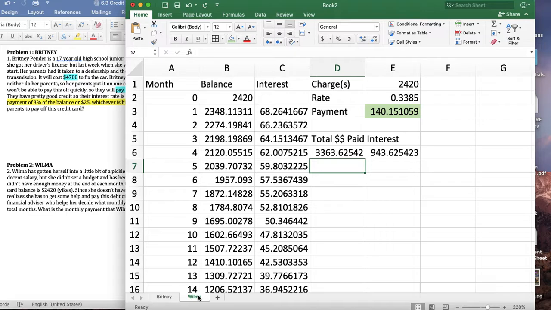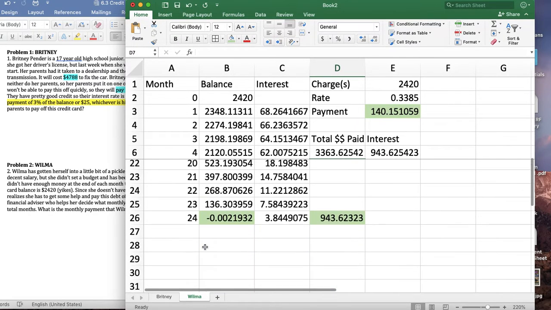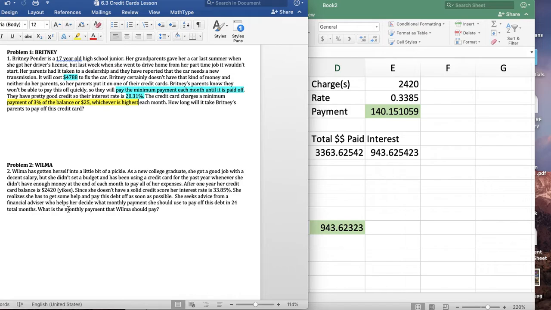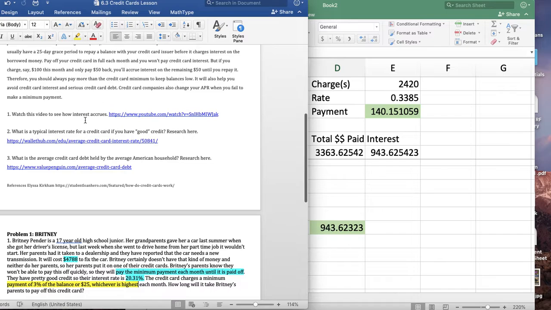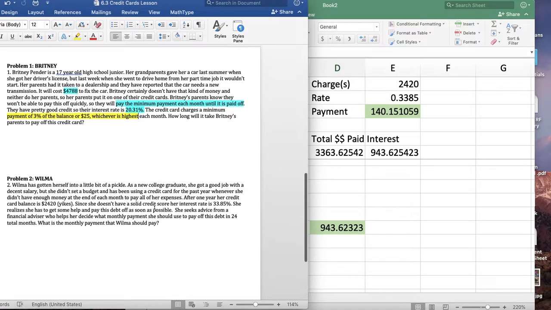So I hope after these two exercises with Brittany and Wilma, you understand how credit cards work, especially with the discussion that we had in class. Again, go back if you're interested in how interest accrues and watch this video. I think it is a really good one to show how the interest accrues right when charges are made, and it gives you a more realistic view of how an average daily balance is calculated at the end of each month, and you get interest paid. Your interest is charged based on that. So watch that if you're interested, if you haven't watched it yet, and go ahead and complete problem set 6.3.